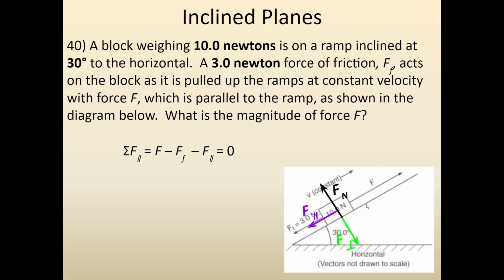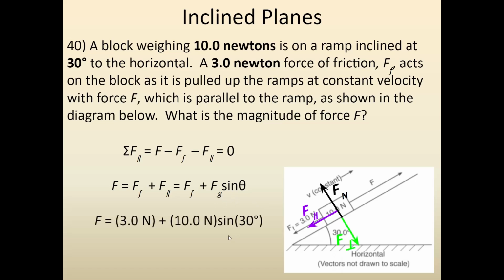That tells me all of these forces are balanced. So this force pulling up must be equal to these two forces going down. F parallel can be replaced with Fg sine theta. Plugging all the numbers in, keeping in mind that this is already in Newtons, so I don't have to convert it again, I end up getting that the force pulling it up is going to be 8 Newtons altogether.